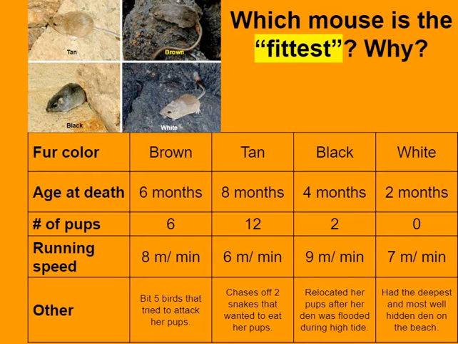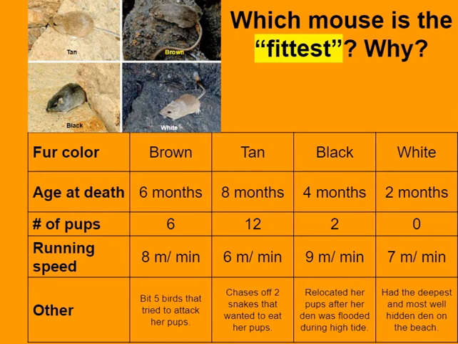So it says, which mouse is the fittest? And it's got that in quotation marks. And then it says why. So fittest, as it relates to natural selection, means which one is the most successful. So that's what you need to be focusing on.